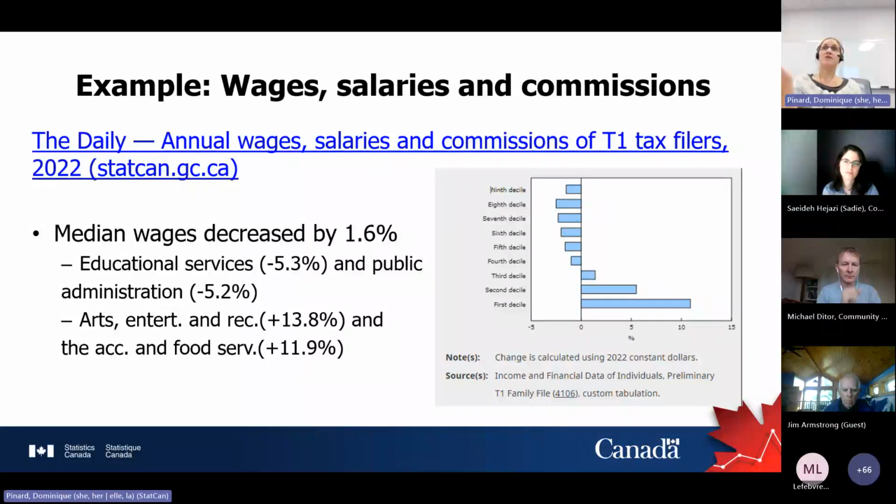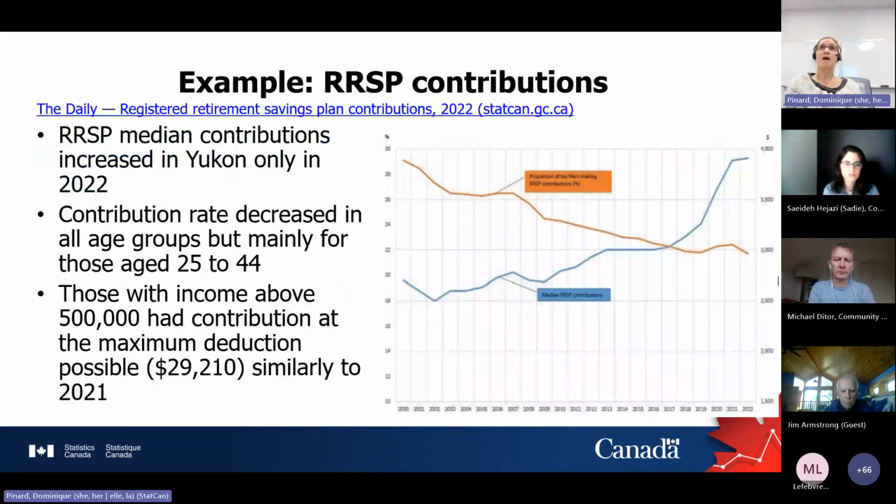And the graph on the right shows you that when you look at the distribution of income, the lowest deciles in 2022 had the highest increase of their income than any of the upper deciles. So from the 4th decile to the 9th decile, you see that the wages actually decreased, while for the 1st, 2nd, and 3rd, the median income actually increased.